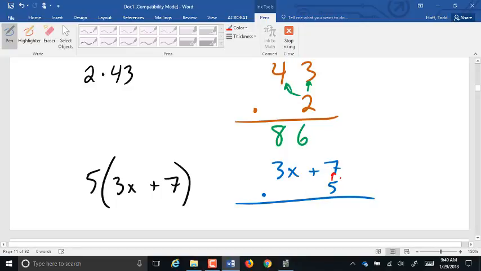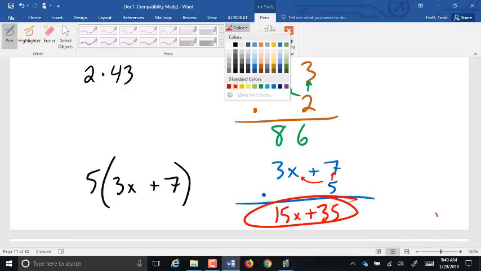5 times 7 is 35. That's a positive 35. And 5 times 3x is 15x. I can multiply that out longhand just like I can with whole numbers.